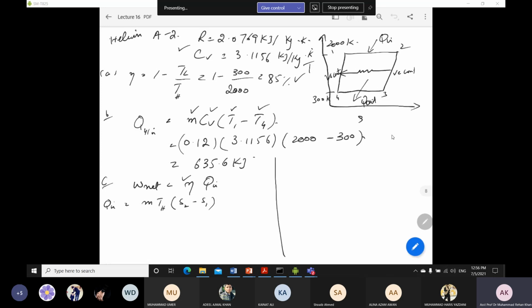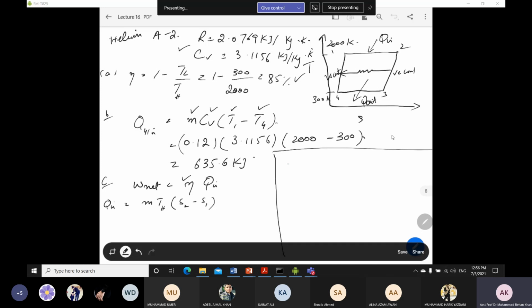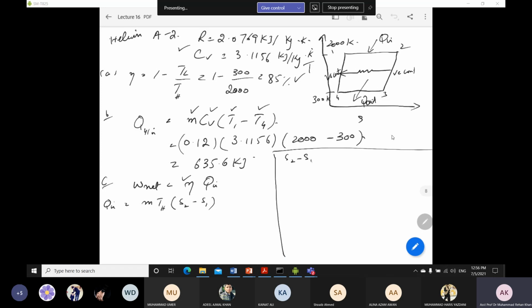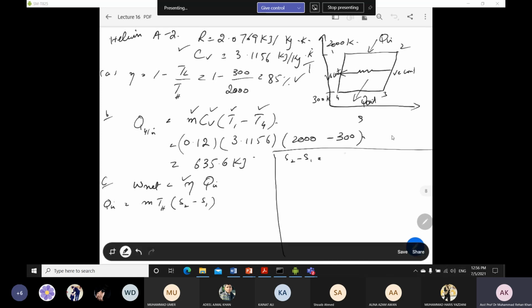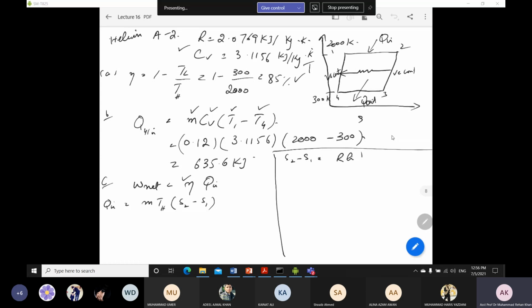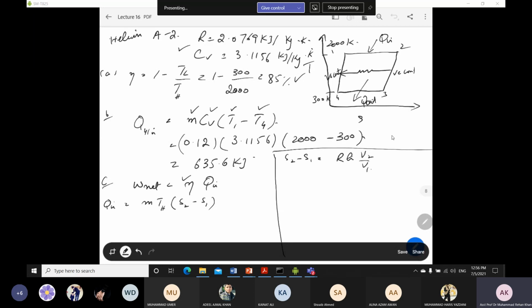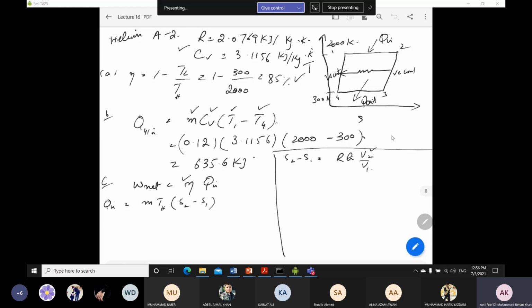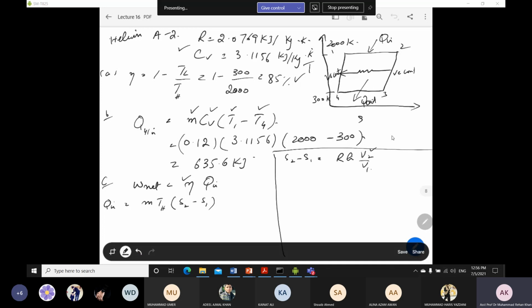In order to find S2 minus S1, we can simply say S2 minus S1 is equal to R ln(V2 over V1). This comes from your equation 7-32, which I already told you, and that is valid for an isothermal process, in terms of volume. Now the issue is again that we do not have the value of V2 over V1 with us. We have the value of R, but we have to find V2 over V1 first.